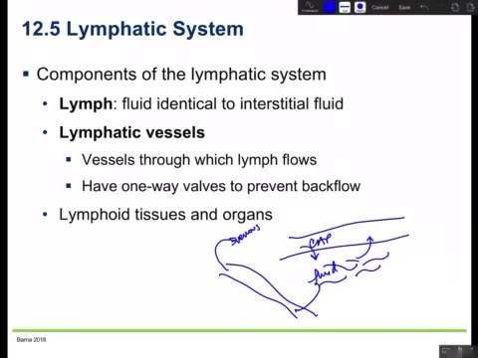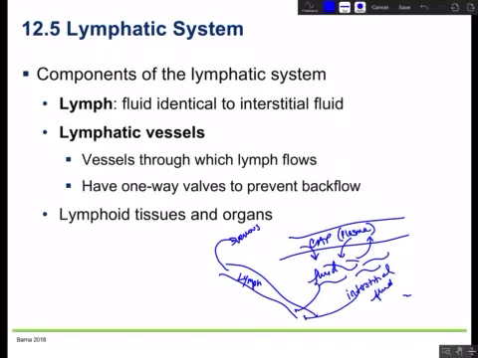So once that fluid comes in here, it's called lymph. Lymph, it's kind of crazy. This is a capillary. Capillaries have plasma. Plasma leaks out. This becomes what's called interstitial fluid. You'll hear that, interstitial fluid. Okay, and then that fluid makes its way in there, and now it's called lymph.